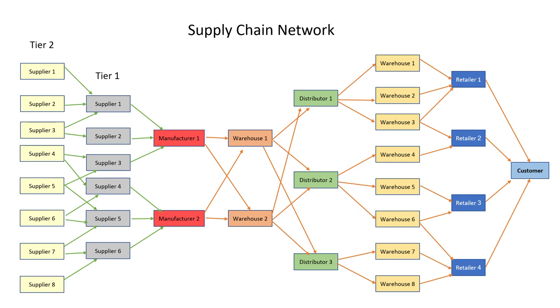There is a fleet that transported materials from the second tier to the first tier. There is a second fleet that transported materials from the first tier to the manufacturer. The factory transported them to warehouses. It was then transported to the distributor. It was then transported to warehouses, then transported to retailers, and finally transported to the customer. These are the solutions for transporting materials from one place to another.